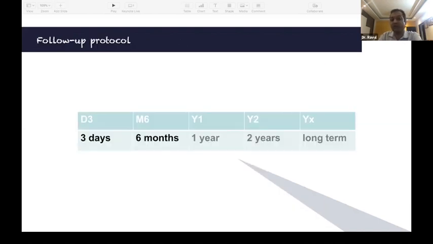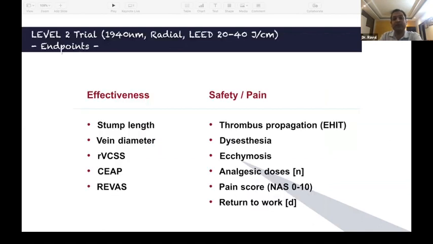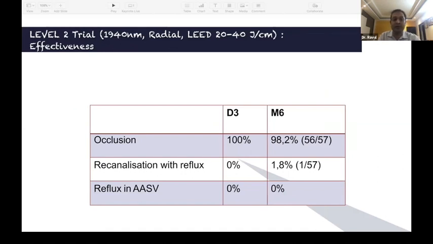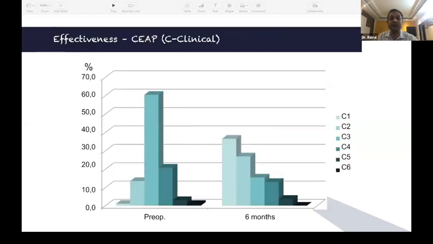Post-operatively, patients were evaluated at 6 months, 1 year, 2 years, and they looked at all the basic setups like stump lengths, vein diameter, and the safety profile and all the drawbacks, what we all know. The important thing is they found that at day 3 and 6 months, the occlusion rates were around 98 to 100%. Recanalization with reflux was 0 to 1.8%, and reflux in the ASSV was 0 because it was sort of a laser crossectomy.